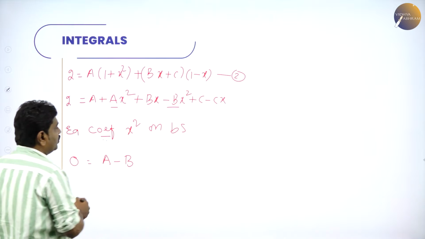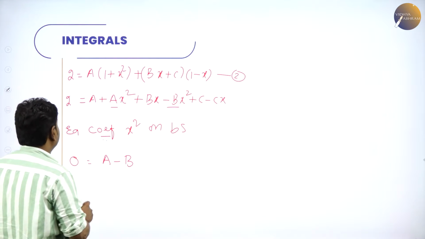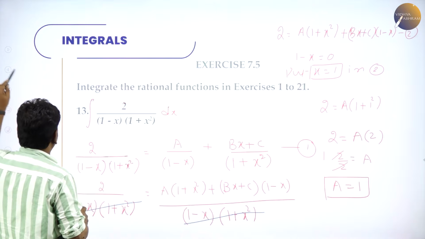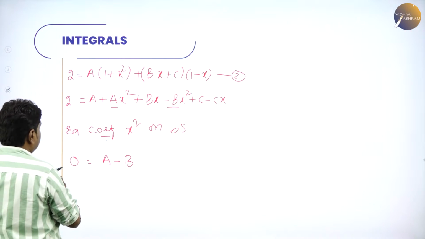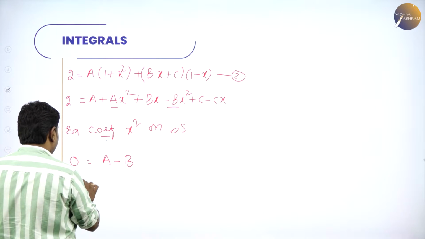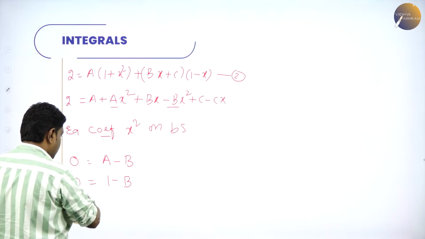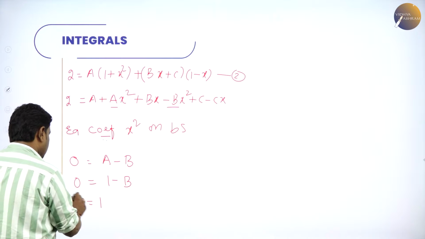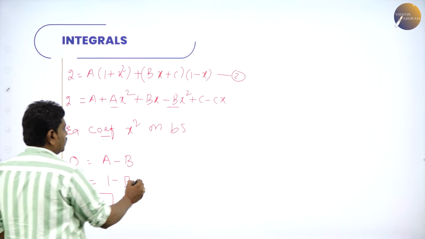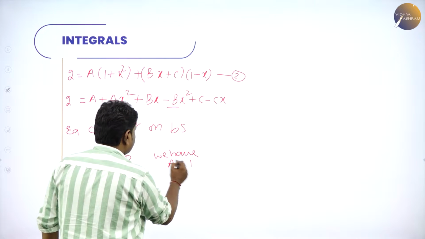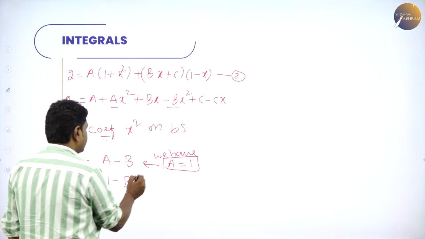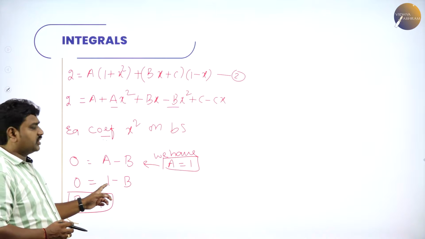So a minus b is equal to 0. So now we know the value of a. If you refer, just now we got a. What is a? 1. Put the value of a here. So a is equal to 1, you put 1 minus b, rearrange. So b is equal to what? 1. Now we got b also. We have a is equal to 1, that I have substituted here, because we got a value.